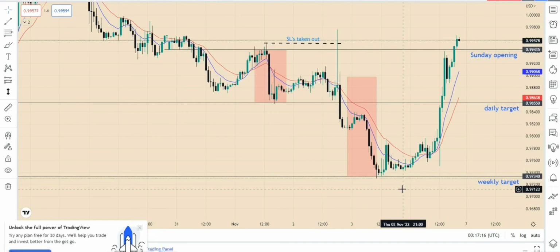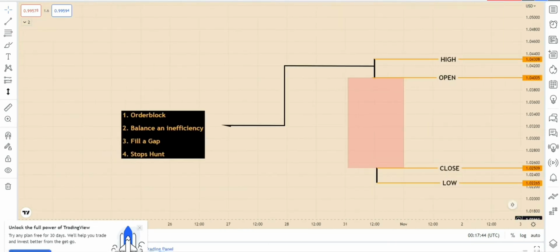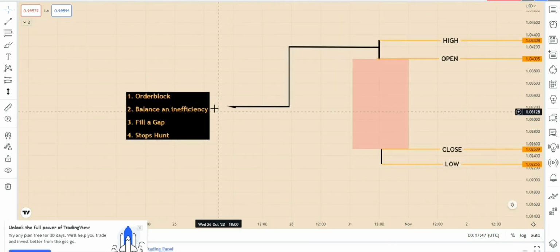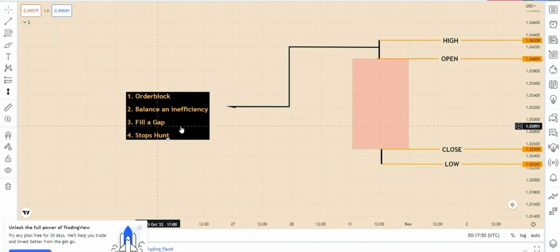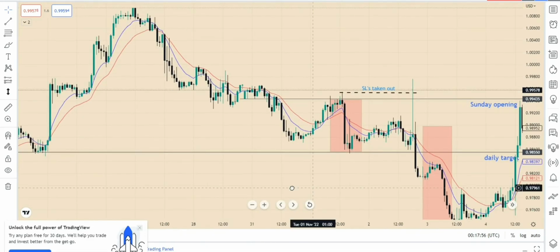So basically, when you are using the Sunday candle, there are four things you need to do. First, you need to mark the opening of the Sunday candle. The second thing is to look out for areas the market will trade to in the opposite direction before going in your anticipated main direction. The area is one of the things I marked out here: an order block, an efficiency area, a gap, or an old low to hunt stop losses.